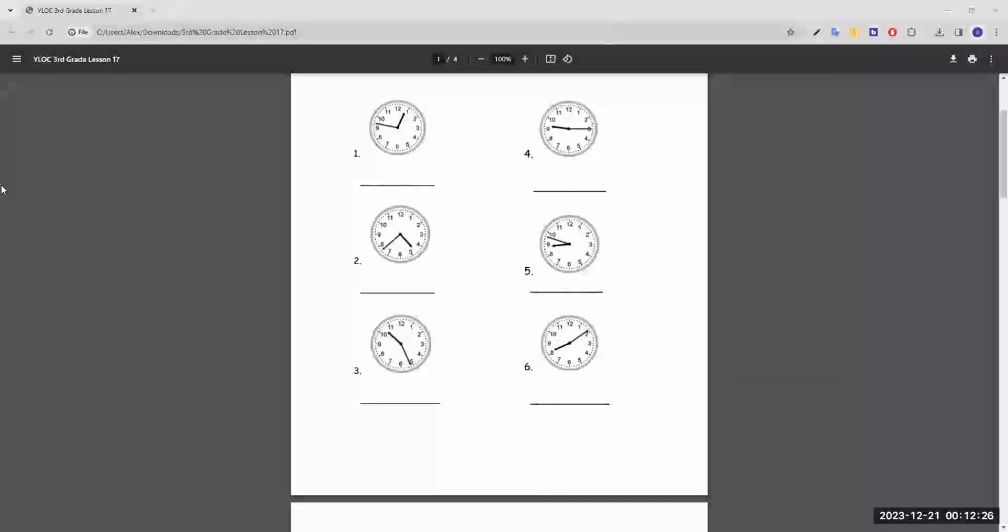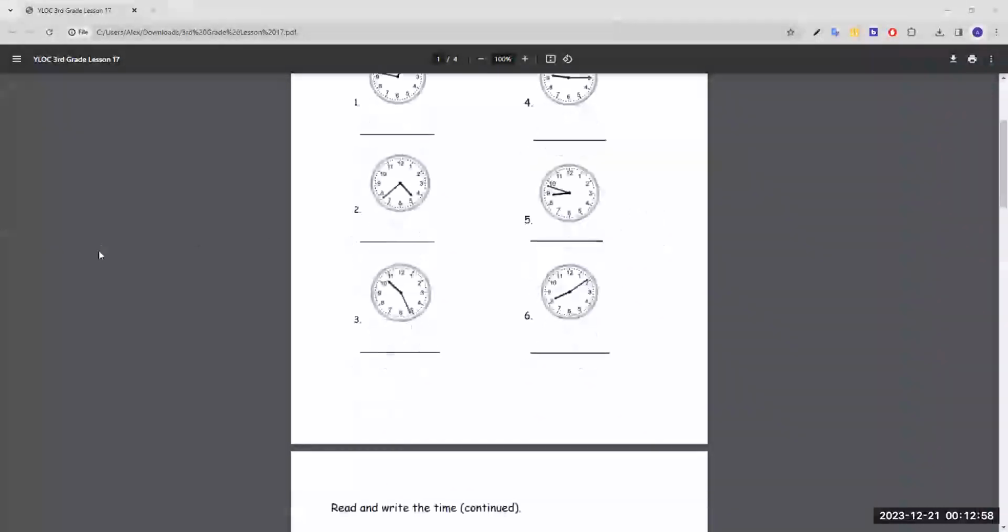Number 5, the shorter arrow is pointing in between 8 and 9, which means it's 8 o'clock because it hasn't reached 9 o'clock yet. And the longer arrow is in between 9 and 10. So we first multiply 9 by 5, which is 45. And the longer arrow is pointing to the third tick after 9. So that means we would add 3 to 45, which is 48. So number 5 is 8:48.